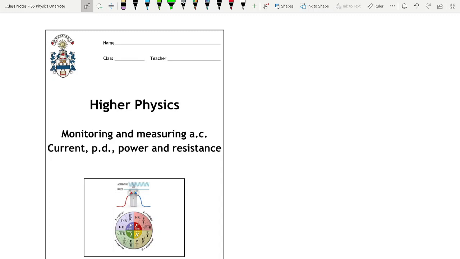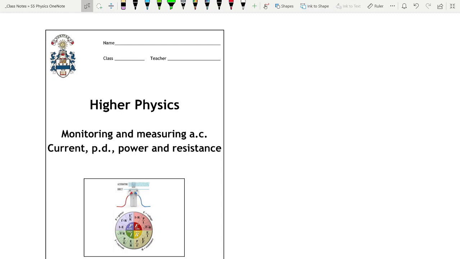Okay, new topic, and this is starting your electricity topic, which has got 3 booklets in it. This one, monitoring and measuring AC, current, PD, power, and resistance, which is quite a lot of revision in it. You've got another one, which is capacitors and internal resistance. And you've got the semiconductors, which you have touched on already, but hopefully we'll go through it again.